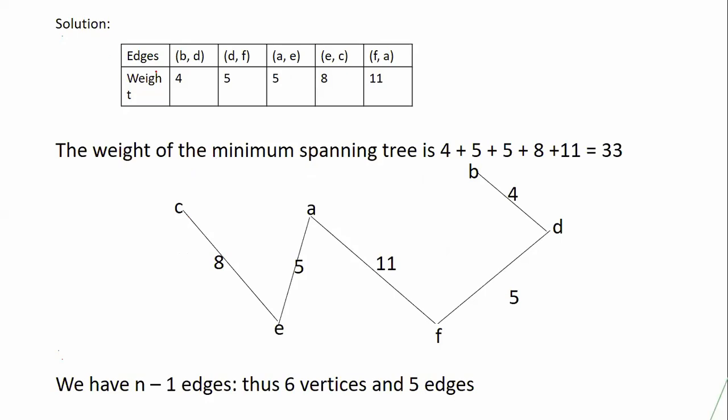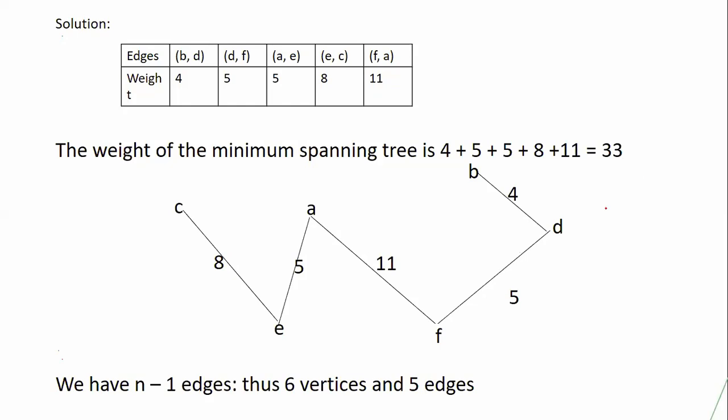So now we have just ordered these weights. We have 4, 5, 5, 8, 11. And here BD, DF, AE, EC, AF or FA, and these are their weights. Therefore, the weight of the minimum spanning tree, I just summed all of them up, and that will give you 33. So it means the least path that you can take by going through all the vertices is 33.